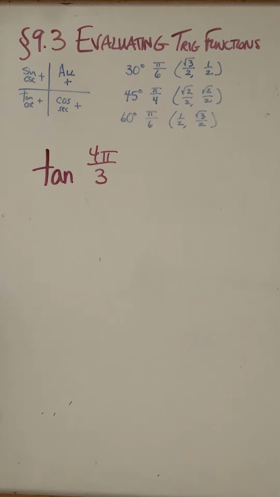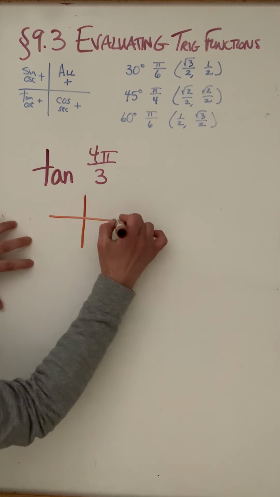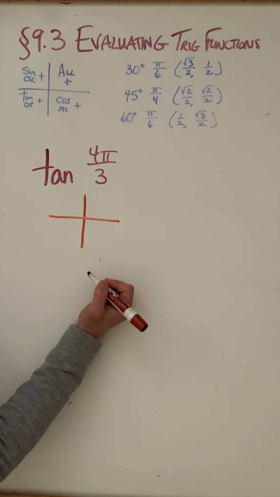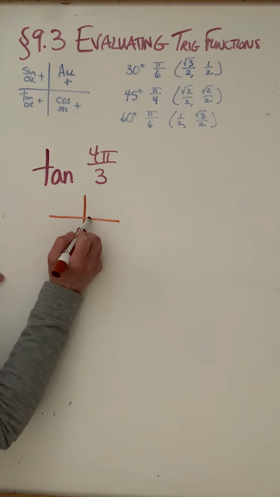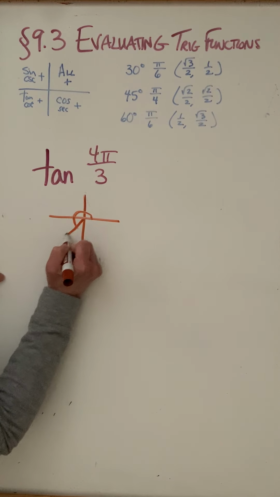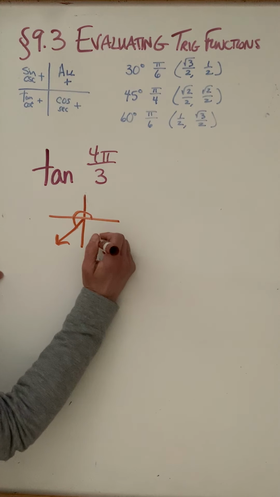So hopefully that makes some sense. All right, so let's start by figuring out where this angle terminates. So the tangent of 4 pi over 3, again, I don't care that it's tangent right now. I just want to know where does 4 pi over 3 terminate. So 4 pi over 3 terminates in which quadrant? So I know in standard position, this is 3 pi over 3, right? Since that's 1 pi. So we're going to go here and we will terminate in the 3rd quadrant, right?